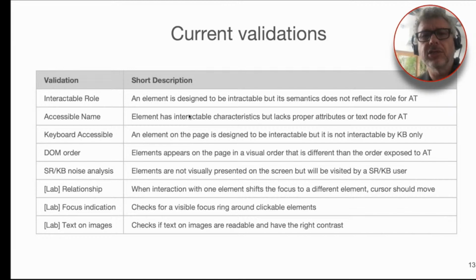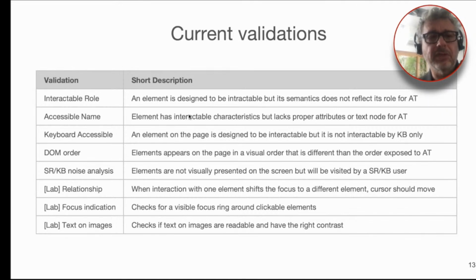The first one is relationship, that basically searches for ARIA attributes that describe the right relationship between elements on the page. So if you, for example, interact with the drop-down button, you would expect that something on the DOM would pop up, and the elements need to be correctly associated using ARIA. And this is what this validation is checking for.